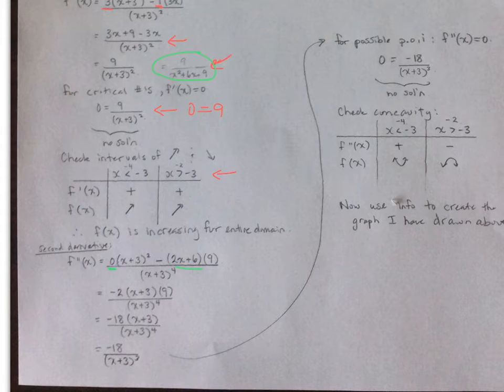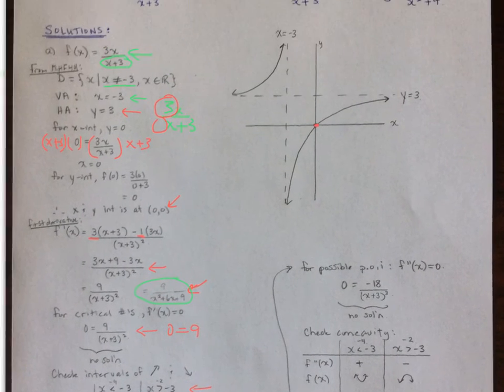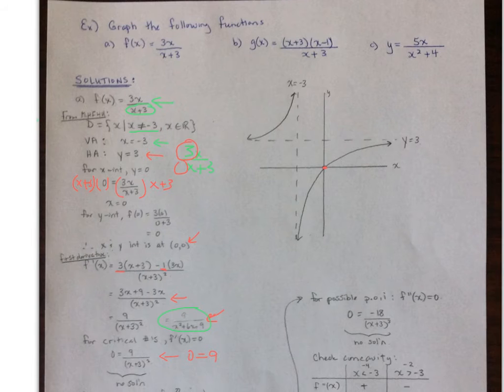So then, when I put all those pieces of information into my graph, you can see I am concave up when x is less than -3, and my function is increasing. If I look at this section down here, my function is still increasing, but you can see that the function is concave down there. So hopefully that helps you understand how to do the first graph.